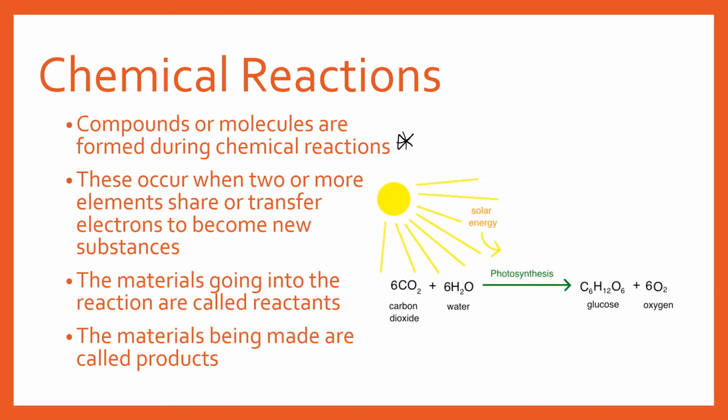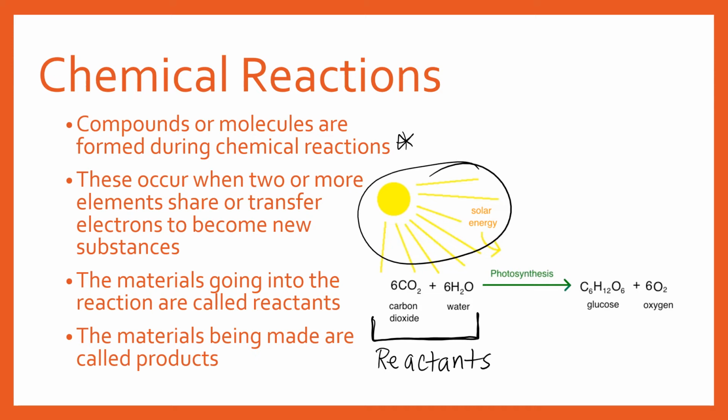So using the photosynthesis example, carbon dioxide and water are what we call reactants. They are combined using energy from the sun to make glucose, or sugar, and oxygen. You've probably heard about this before in your previous science classes. So carbon dioxide and water are the reactants. They want to react. And we produce the products, sugar and oxygen.